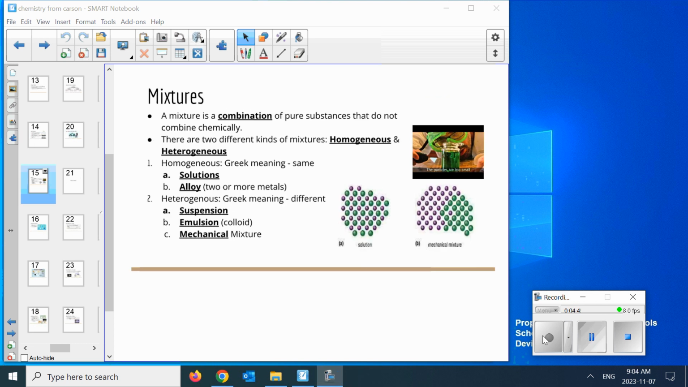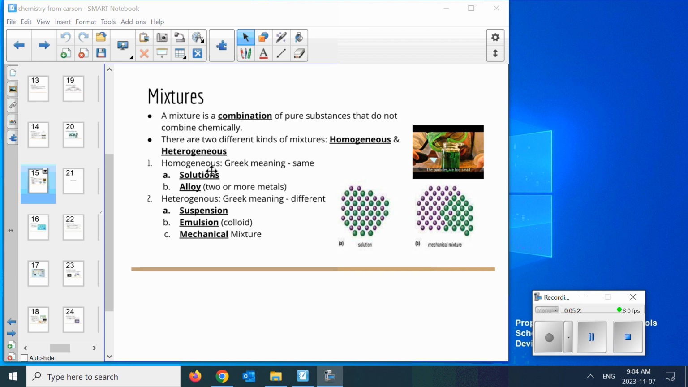Okay, we've got mixtures, a combination of pure substances that do not combine chemically. There are two types of mixtures, homogeneous and heterogeneous. Homogeneous, the prefix homo means same. So homogeneous things are like solutions. You can't really tell, like a saltwater solution, if it isn't sinking to the bottom, that's a homogeneous solution. Salt is mixed in with the water. It's a mixture, but you can't tell the parts.